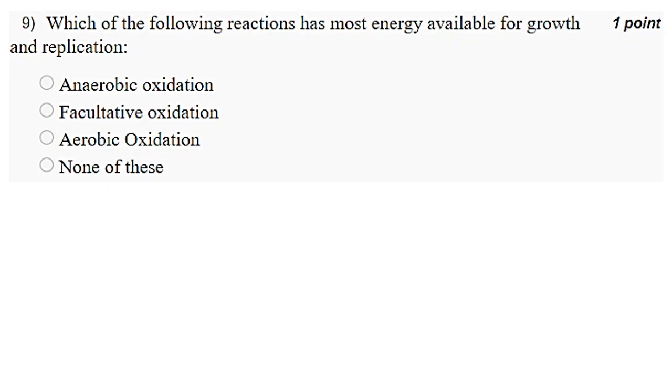Aerobic oxidation. Aerobic. And why do you think aerobic? Just answer. It's whatever you think. Why do you think aerobic has the most energy available?